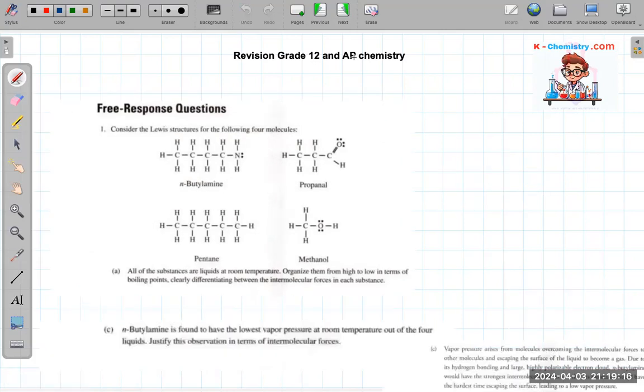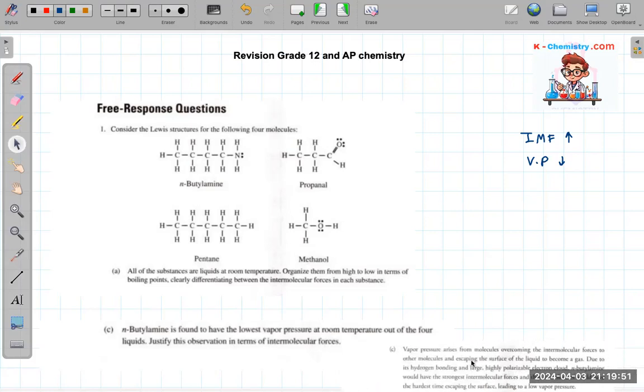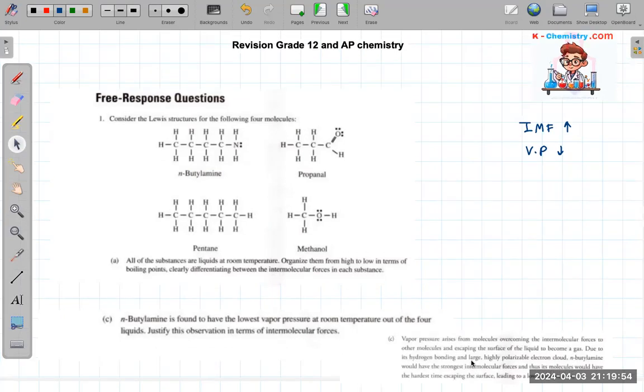The N-butylamine is found to have the lowest vapor pressure at room temperature out of the four liquids. Justify the observation in terms of intermolecular forces. We know that when you increase the intermolecular forces, you will have the lowest vapor pressure, because the particles are too attached to each other to break apart from the surface of the liquid and form vapor. That's why the pressure of the vapor is low. So the explanation is related to the vapor pressure, where the highest intermolecular forces will have the lowest vapor pressure.